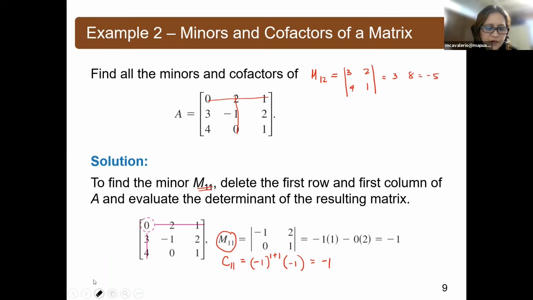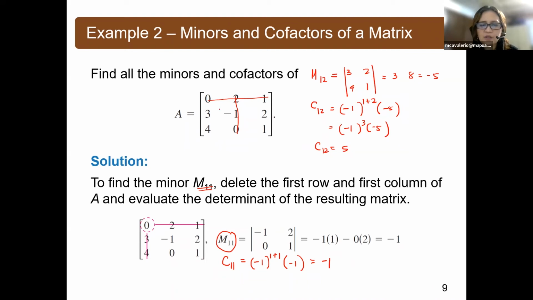And how do we find C12? So C12 will be negative 1 raised to 1 plus 2, so that would be i plus j, multiplied by the minor, which is negative 5. So this is equivalent to negative 1 raised to 3 times negative 5. So that C12 is simply equivalent to positive 5, because this is negative 1 times negative 5, which is positive 5.